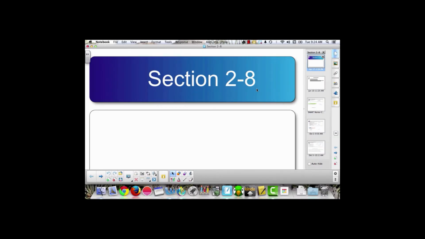Today we will be going over Section 2.8. We will be learning about some relationships between different types of angles, and we will be working more on proving those relationships and making more theorems.